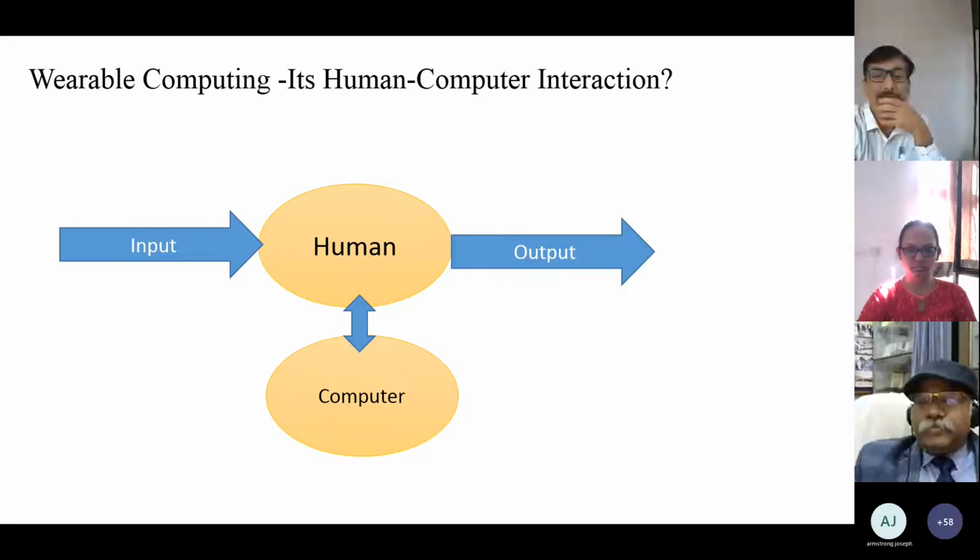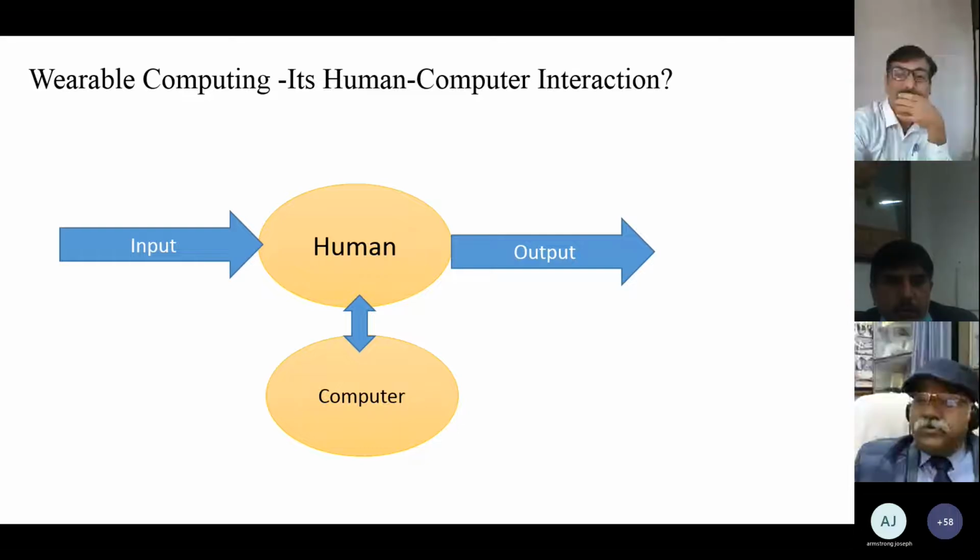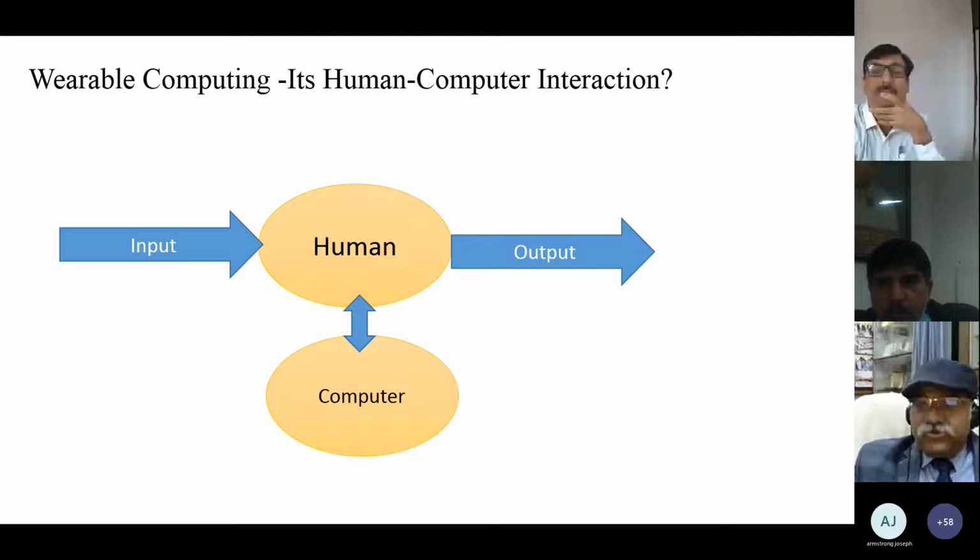Sometimes it is not human-computer interaction, because the sensors and computing elements are doing something without my knowledge, sensing my information and giving some information to me. That is also a wearable computing part.